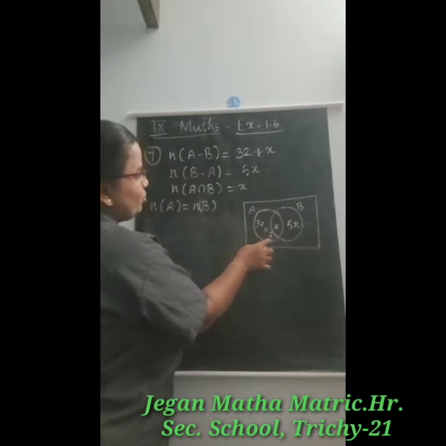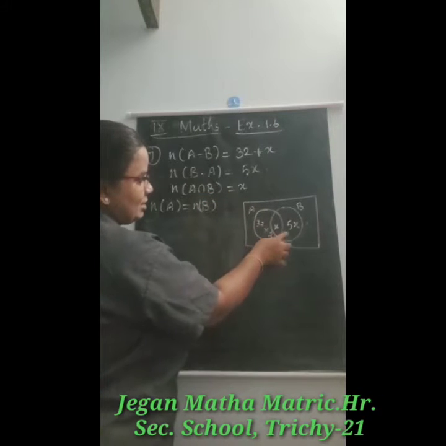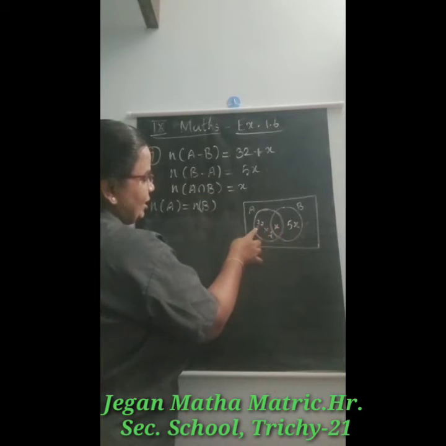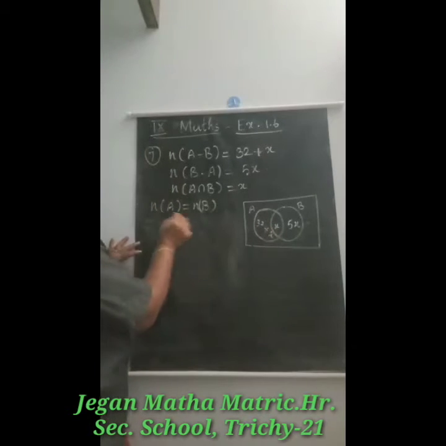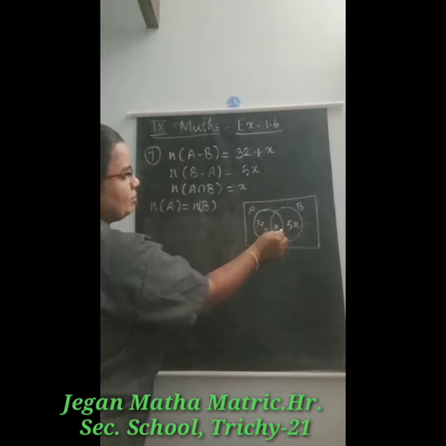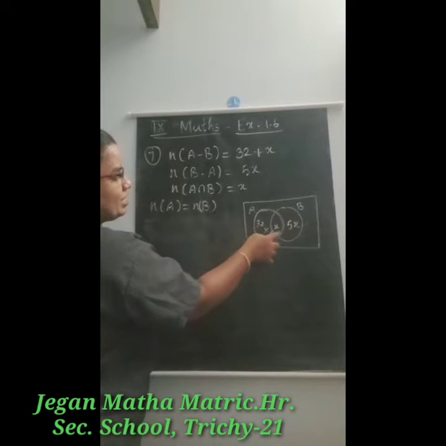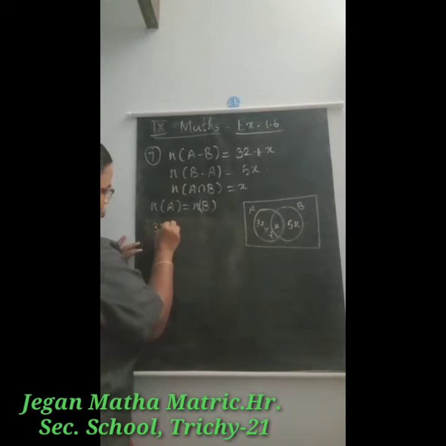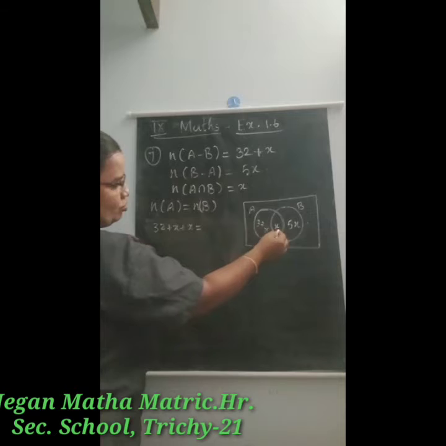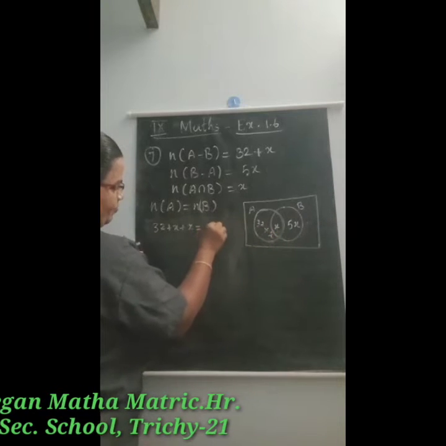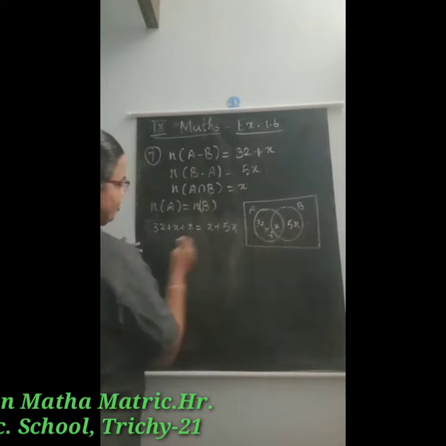This is 32 + x. This is common, A ∩ B is equal to x. And this is 5x. Let us see how to find the value of x. Now n(A): you have to take this term and this term for A, because the whole of A is 32 + x + x. So 32 + 2x is equal to n(B), because n(B) is equal to x + 5x.